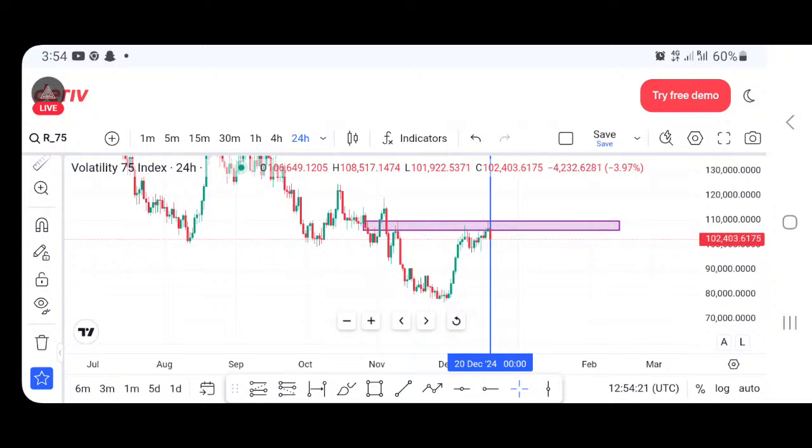We have got our bias, that is a sell bias. We have got our key level, and now the next step, what we have to do is go to a low time frame and see what the market is still saying. Are you getting the point?